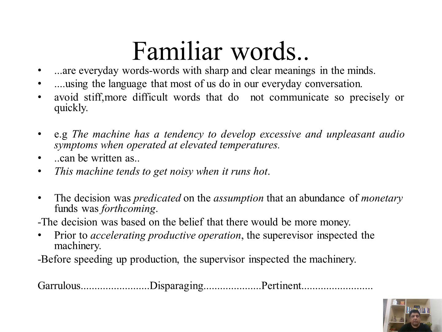Suppose we say that the machine has a tendency to develop excessive and unpleasant audio symptoms when operated at elevated temperatures. Extremely lengthy sentence with very unclear meaning for the audience. We can write this better as: this machine tends to get noisy when it runs hot. Simple and easily understandable. Another example: the decision was predicated on the assumption that an abundance of monetary funds was forthcoming. The decision was based on the belief that there would be more money.